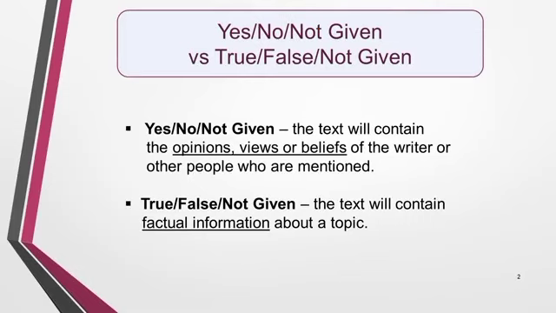The difference is in the type of information contained in the text. For yes, no, not given questions, the text will contain opinions, views, or beliefs of the writer or other people who are mentioned. For true, false, not given questions, the text will contain factual information about a topic. Many students dread this type of question, for the reason I'll explain in a minute.